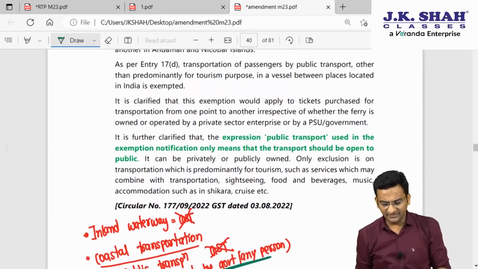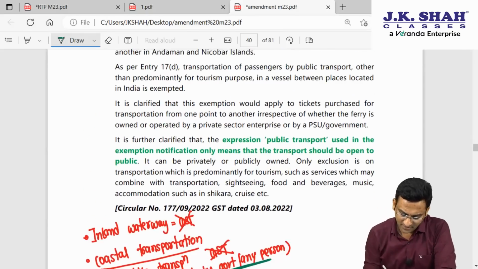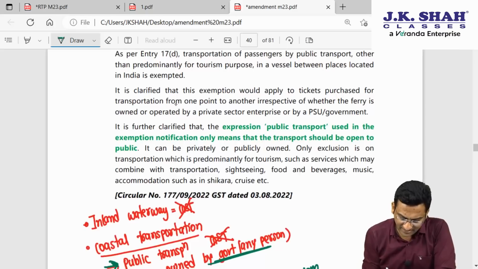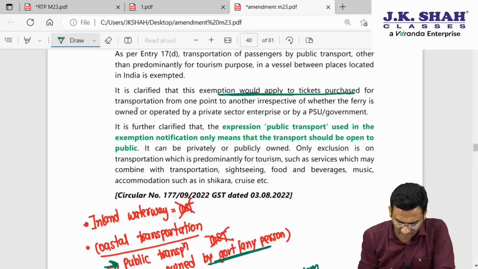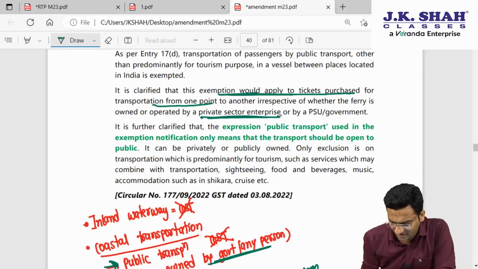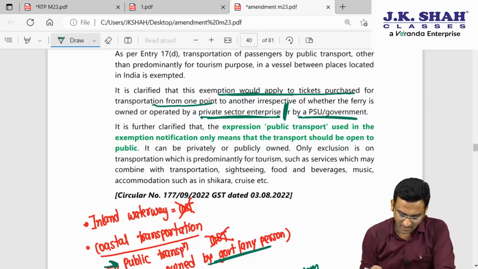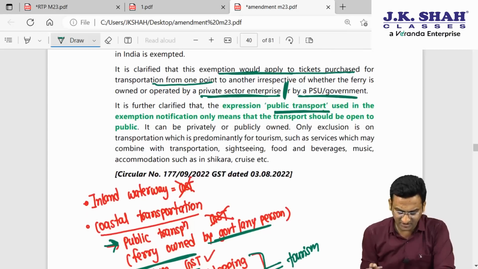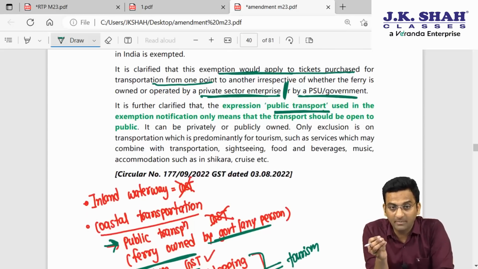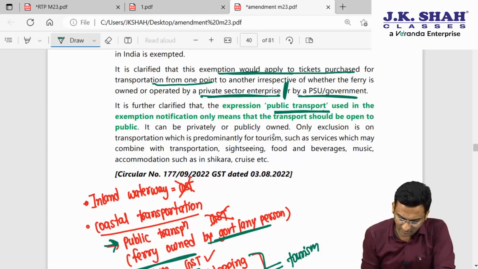Now this is given in the clarification here. It is clarified that this exemption would apply to the tickets purchased for transportation from one point to another, irrespective of whether the ferry is owned or operated by a private sector enterprise or even by the PSU or the government. The exemption is still available. It is further clarified that the expression public transport used in the exemption notification only means that the transport should be open to the public.